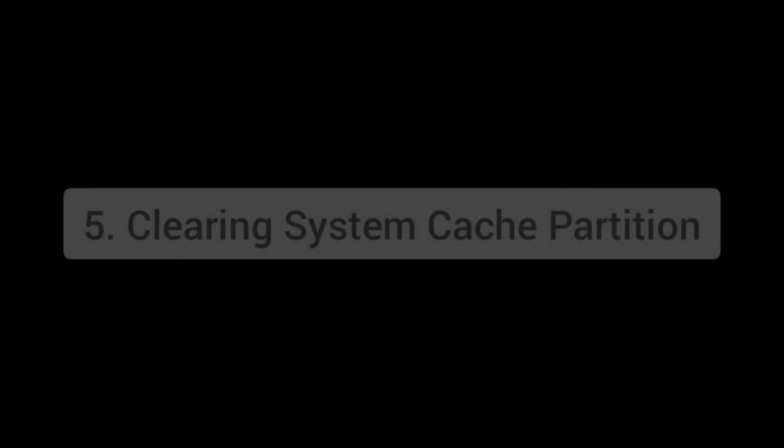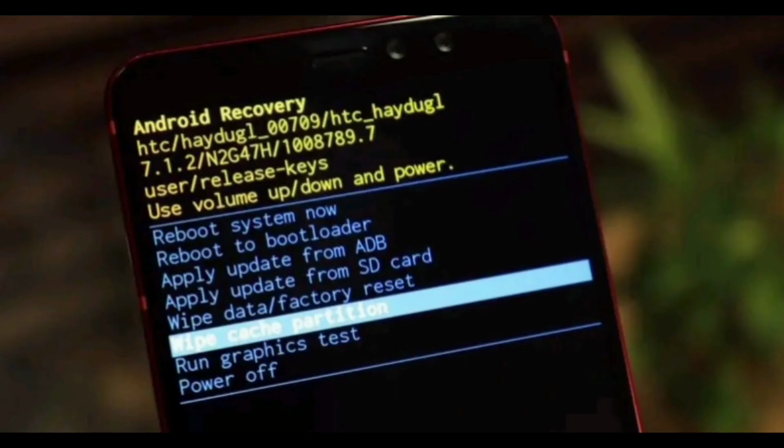Now the fifth step is clearing the system cache partition. Wiping your phone's cache partition can help resolve issues on your device, including random glitches and errors. This will delete any temporary or corrupted data on the phone. However, make sure you proceed with this step with caution and keep your data backed up.